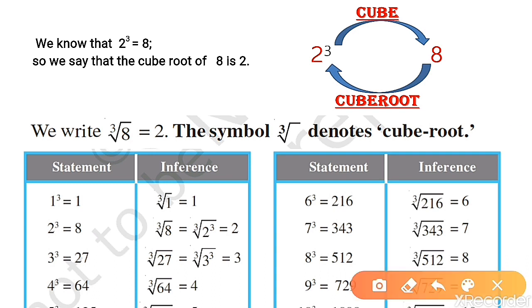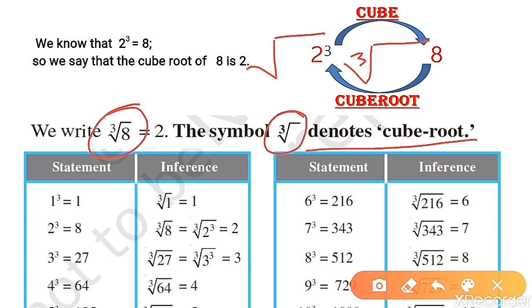Now how do we write a cube root in a mathematical symbol? Like the square root, we will write the same symbol, but there will be a number 3 over it. It denotes the cube root. Likewise, here we will read it as the cube root of 8, which equals 2. So this is the cube root. This symbol denotes the cube root.